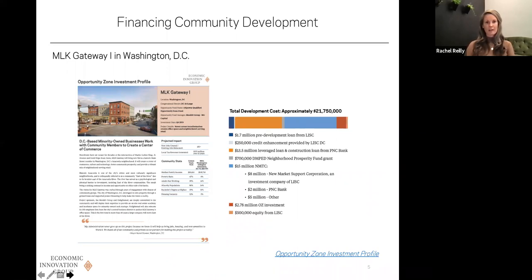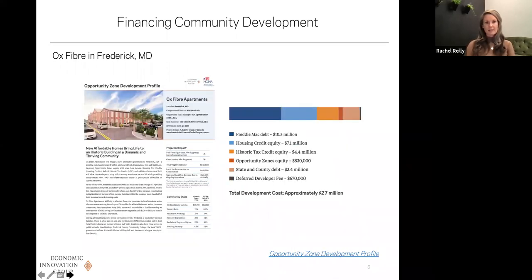And then if you want to go to the next slide, this is an example of another deal that leveraged multiple sources of financing, including opportunity zones and tax credit equity. This is Ox Fiber in Frederick, Maryland, another opportunity zones profile that was completed by EIG. And you can see here, this was financed with 4% low-income housing tax credits, historic tax credits, opportunity zone financing, and other sources. And if you want to go to the next slide.